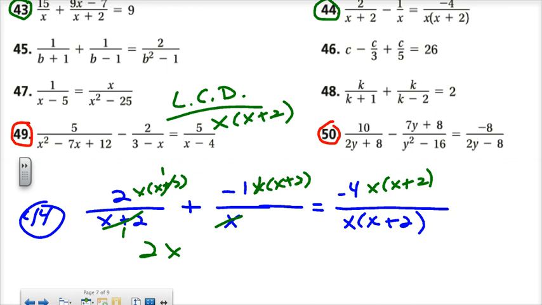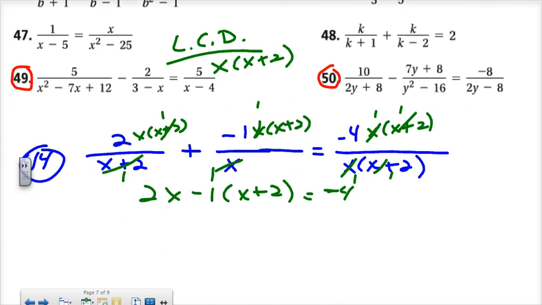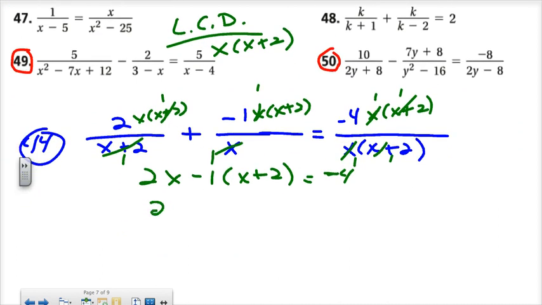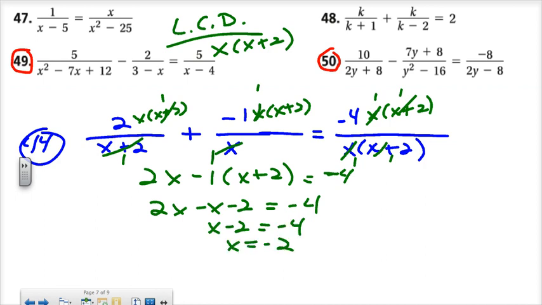Go back and cancel. 2x, cancel the x's, negative 1 times (x plus 2), cancel the x's and the (x plus 2)'s, and you get negative 4. Let's distribute that negative. And this one's going to be a linear solution here, just one solution. 2x minus 1x is x. Add the 2 to both sides, and we get x equals negative 2.